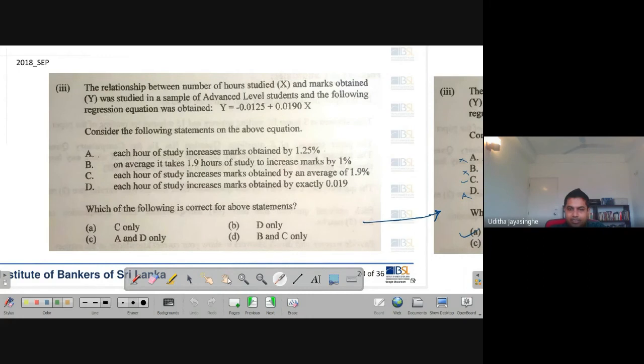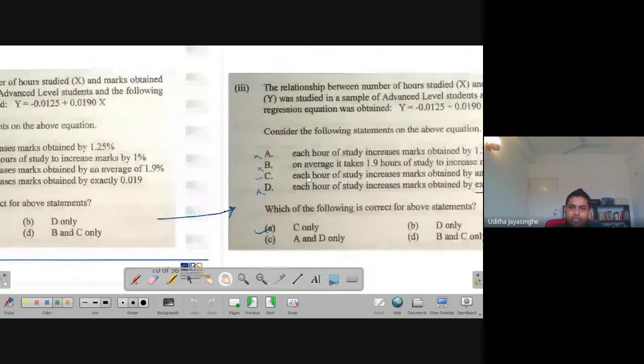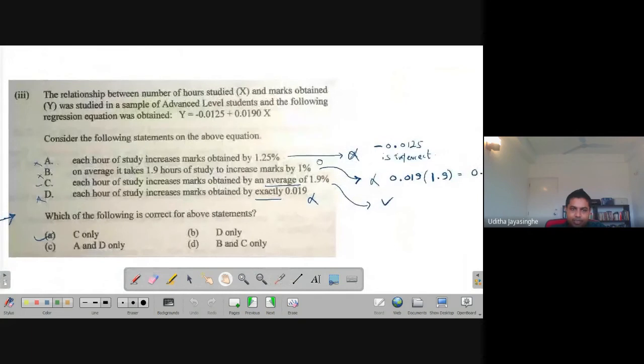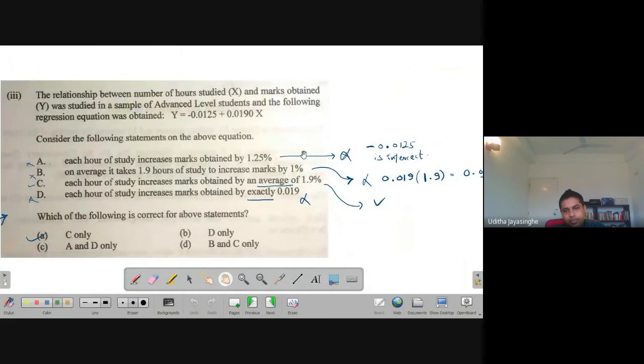Now these different opinions are given. What we need to do is find the correct answer. So this is the argument. See, the first statement: each hour of study increases the marks obtained by 1.25%. No, that is not the point explained here. This 1.25 is nothing but the intercept, so it has nothing to do with this percentage. It's wrong. B: on average, it takes 1.9 hours of study to increase marks by 1%.